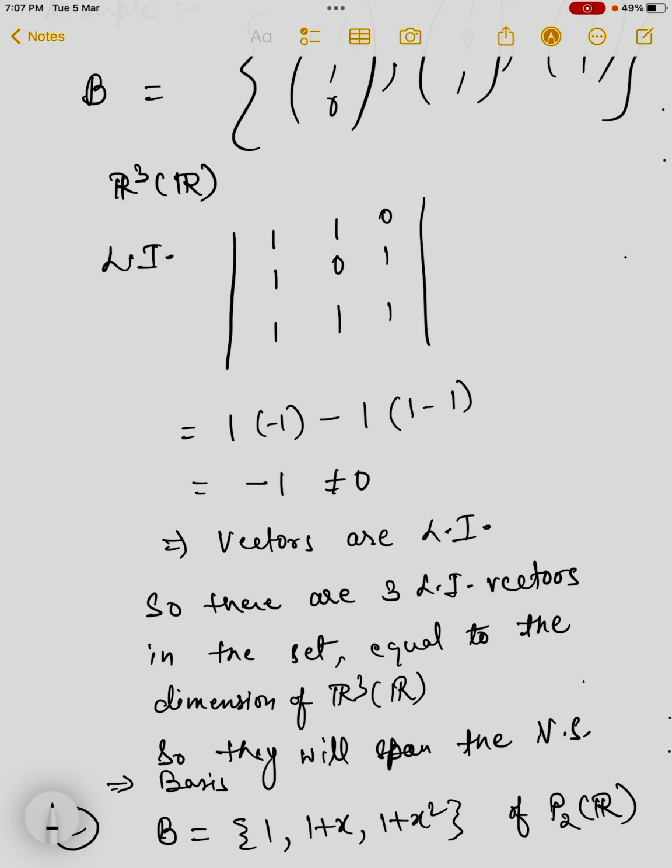Now the first property is checked, they are LI. To check the second property, we need to see that their number must be equal to the dimension of the vector space. So we have 3 LI vectors, and the dimension of R3 is 3. So they will span the vector space, hence they will form a basis.